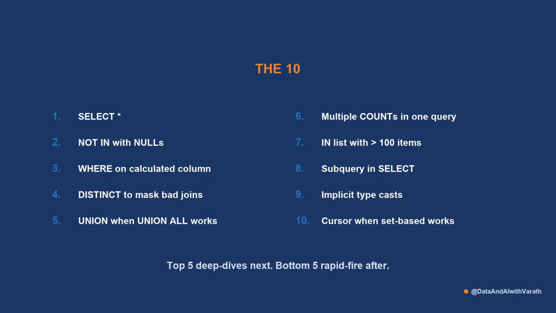Here are all 10. Select star, not in with nulls. Where on calculated column. Distinct to mask bad joins. Union when union all works. Multiple count in one query. In list with over 100 items. Subquery-in-SELECT. Implicit type casts. Cursor when set-based works. We'll deep dive the top 5, then rapid fire the rest.